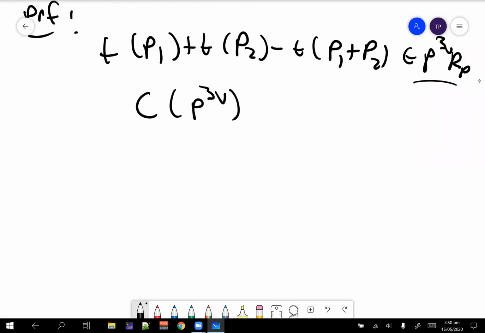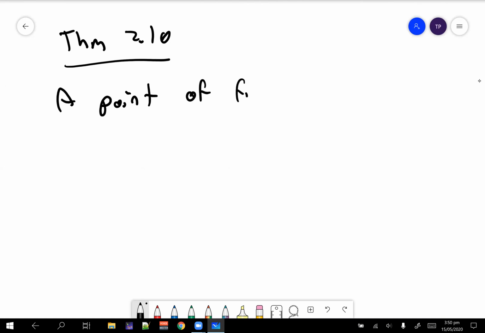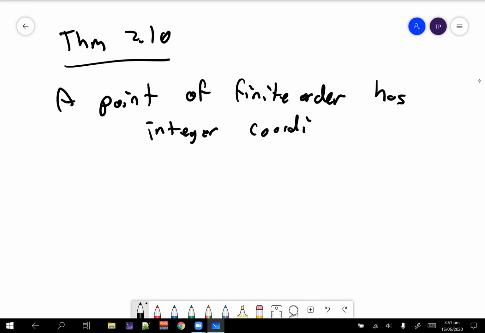But yeah, so that's the last lemma we need before we actually start proving the theorem at hand. Theorem 2.10: a point of finite order has integer coordinates. And this itself looks like the Nagell-Lutz theorem again. Well, it's the first part of it.